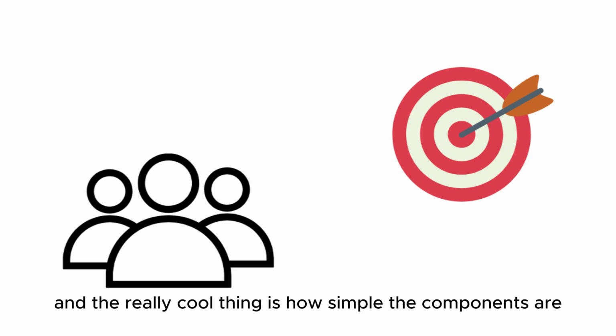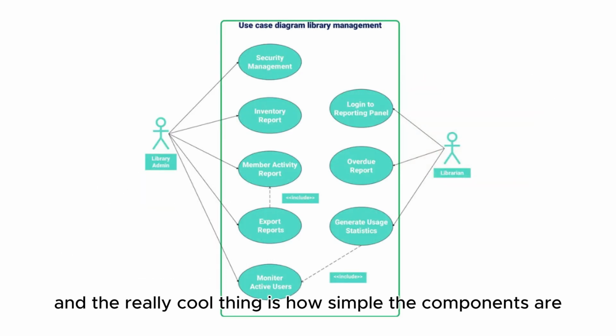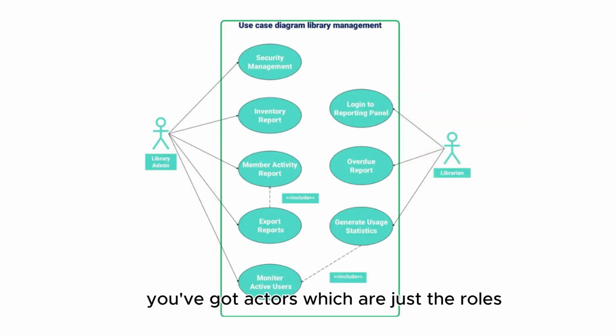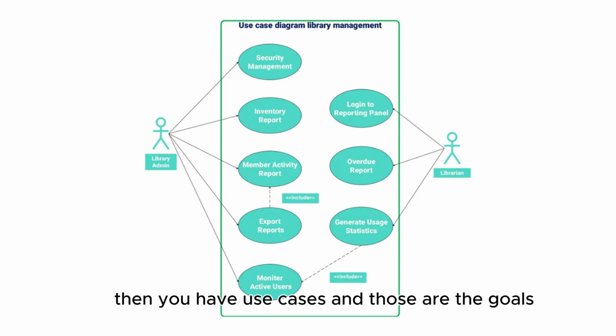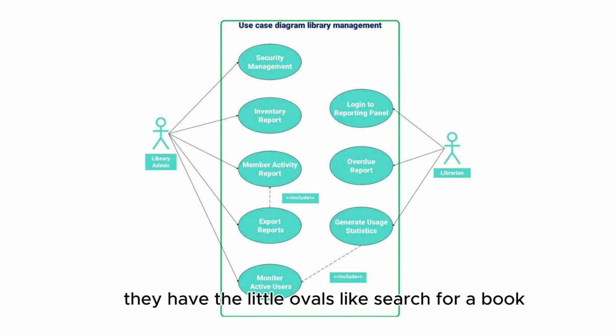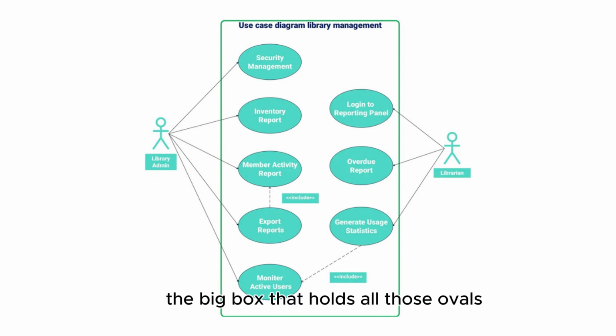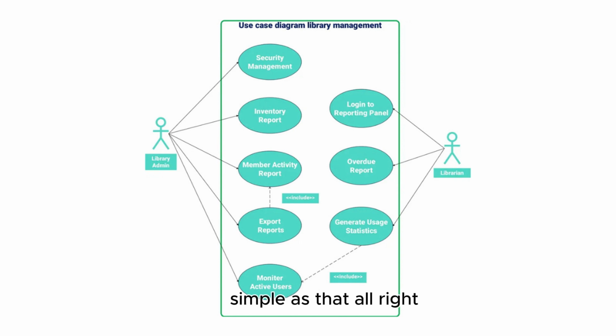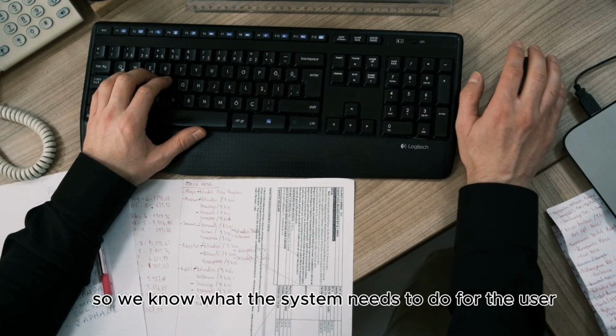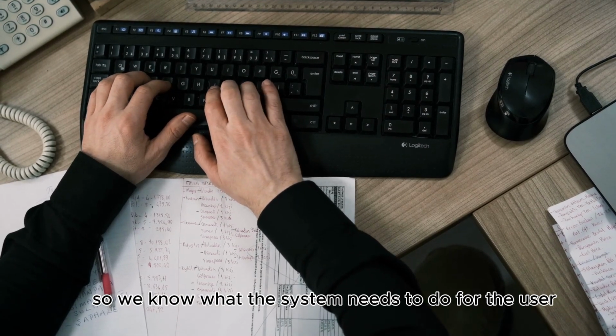And the really cool thing is how simple the components are. You've got actors, which are just the roles, like a librarian or a library member. Then you have use cases, and those are the goals they have, the little ovals, like search for a book. The big box that holds all those ovals, that's the system boundary. That's our library app. And the association, that's just the line connecting a person to the goal they want to achieve. Simple as that.